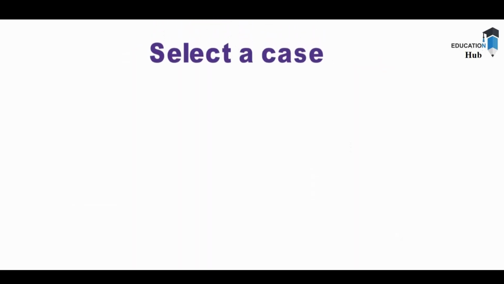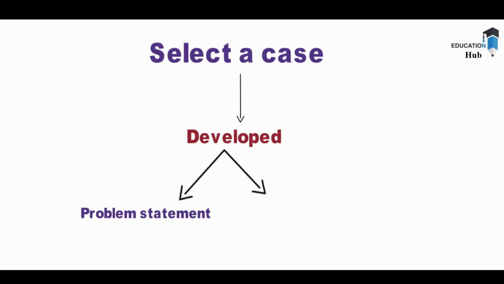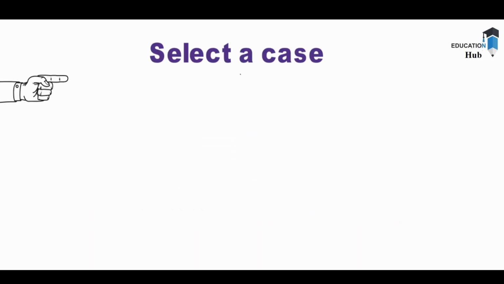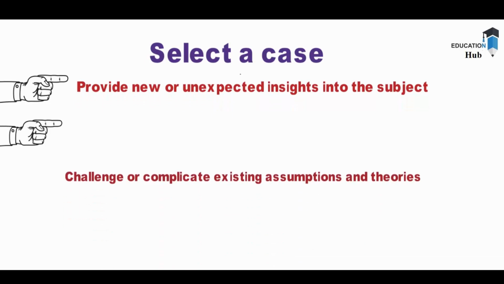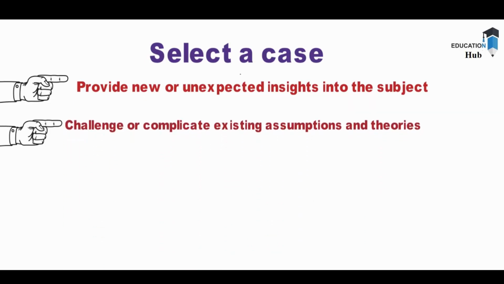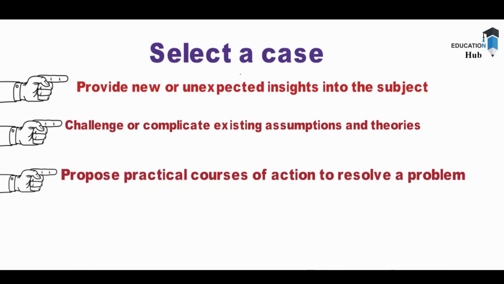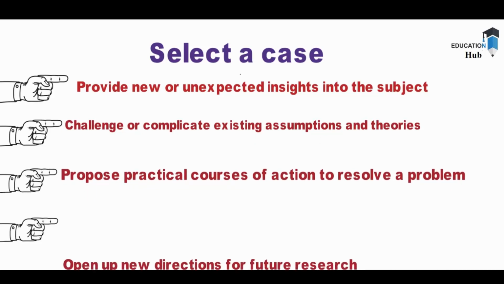Step 1. Select a case. Once you have developed your problem statement and research questions, you should be ready to choose the specific case that you want to focus on. A good case study should have the potential to: 1. Provide new or unexpected insights into the subject. 2. Challenge or complicate existing assumptions and theories. 3. Propose practical courses of action to resolve a problem. 4. Open up new directions for future research.